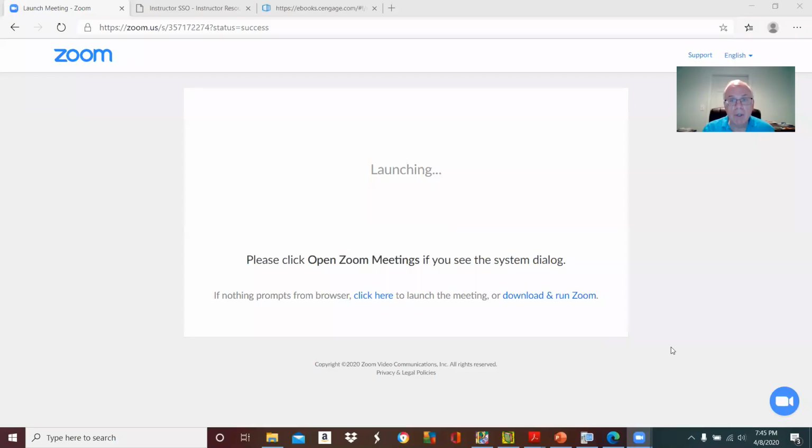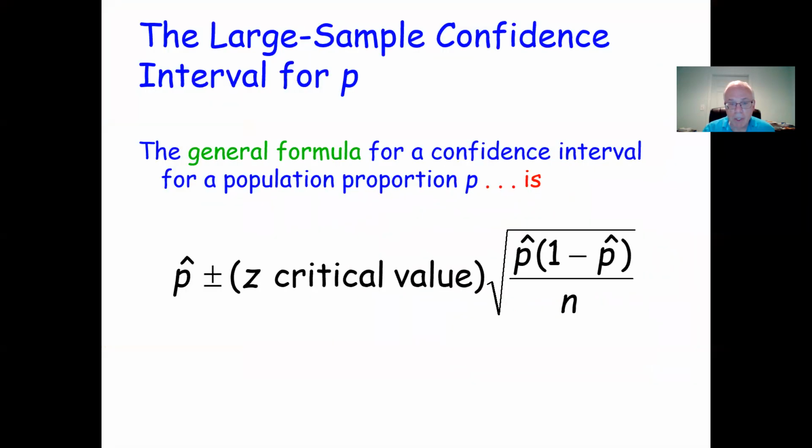All right. So the very first thing I'm going to do is share the screen with you. All right, we're good. And next thing we're going to do is go to that PowerPoint and just review a couple things with you. You remember last time we wanted to create a confidence interval for a population proportion. And this is the formula that was used for this, the general formula.